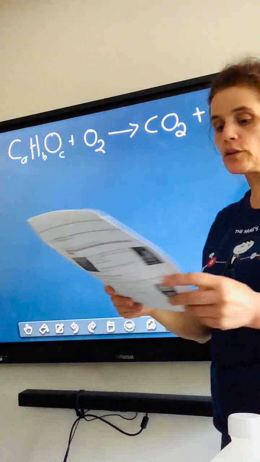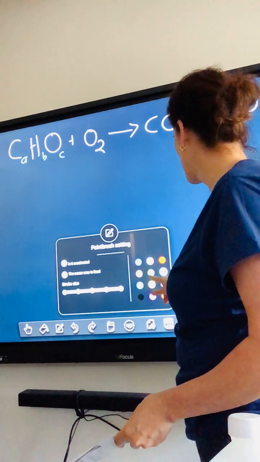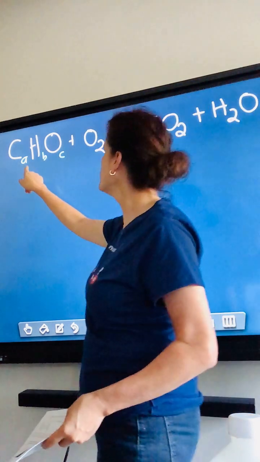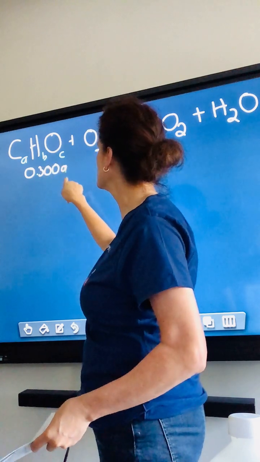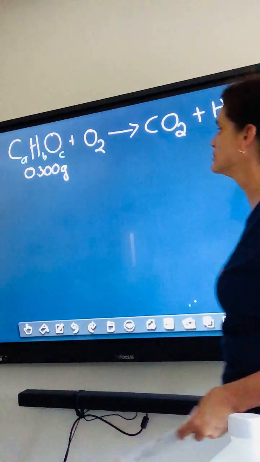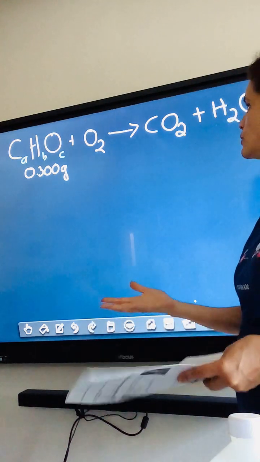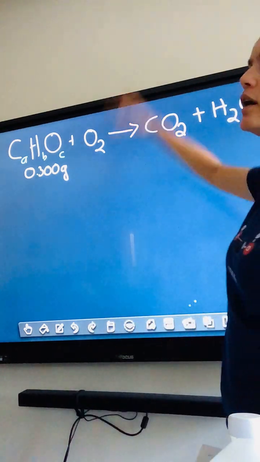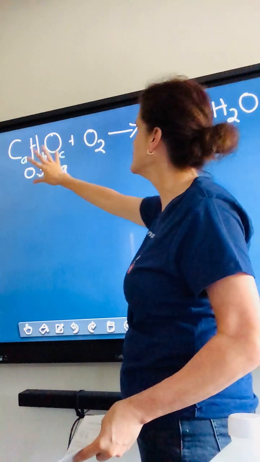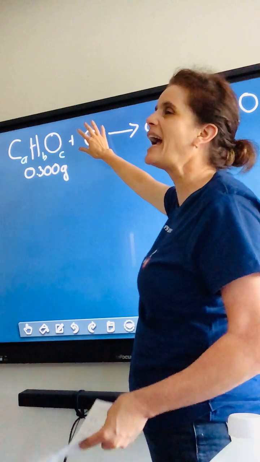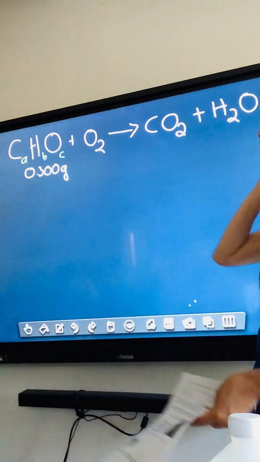They do have to give you some information. The information is, we start with 0.300 grams of this organic unknown. So we can weigh it, so we know what the original mass was. Oxygen, there's gonna be way too much, so we won't care. This is my limiting reactant. We won't even have oxygen in any equations. It's too much. Nobody cares.